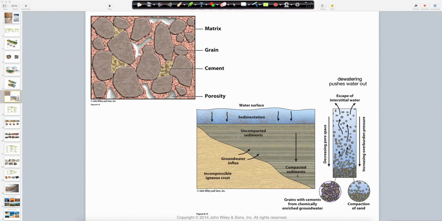So generally, lithification works with both cementation and compaction working together in this picture. However, you can have cementation without compaction, and you can have compaction where the grains are compacted enough that they actually stick together. So they can work independently or they can work together.